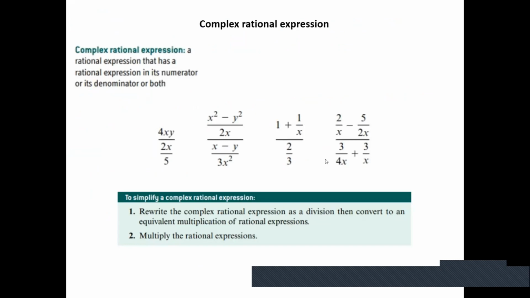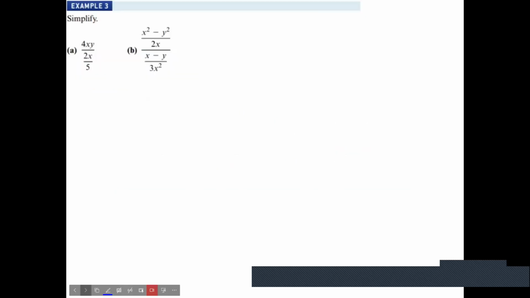Eric is here. So that's the multi-level fractions, right? That's what it is. What we do, we rewrite the complex rational expression as a division, then convert to equivalent multiplication, and then we do what we did before. Okay, let's try, let's see.